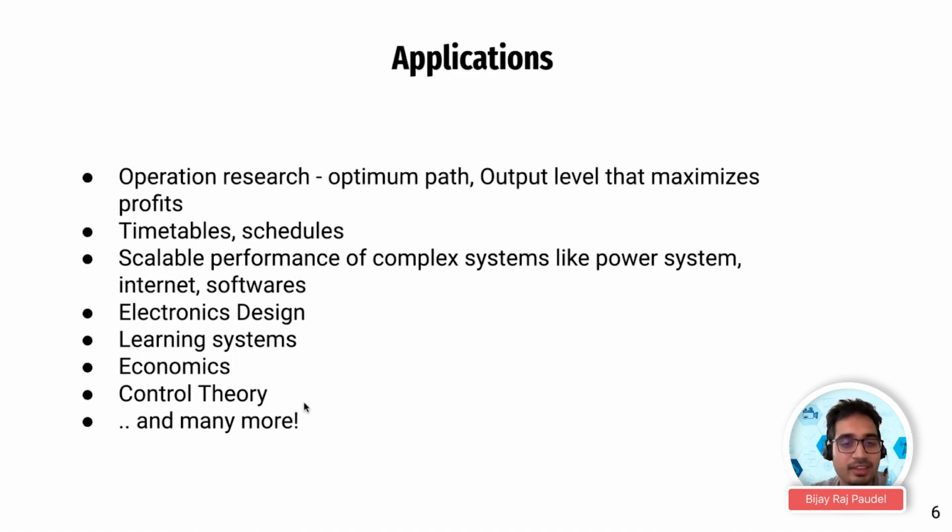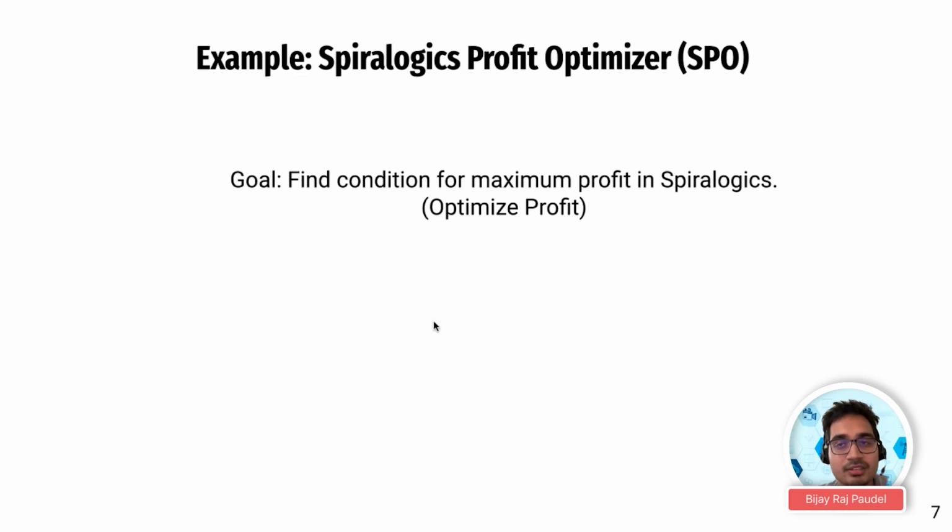Like if you remember the introduction, from games, computer games, to electron colliders, everywhere there is optimization technique. So today, what I try to do is make a model for Spiralogics profit, of course, a toy model, and find a condition for maximum profit in Spiralogics. So this is what I'm going to do today.